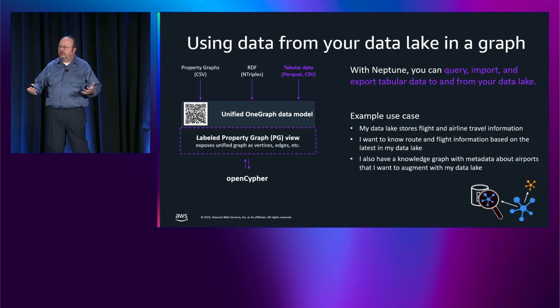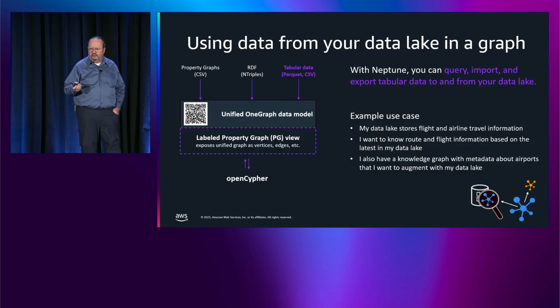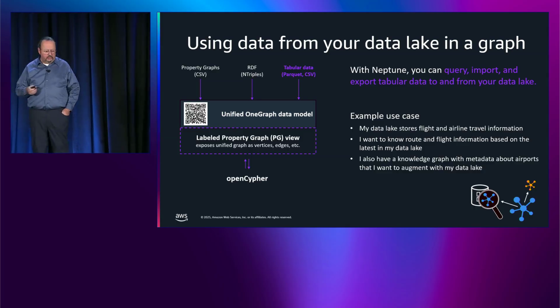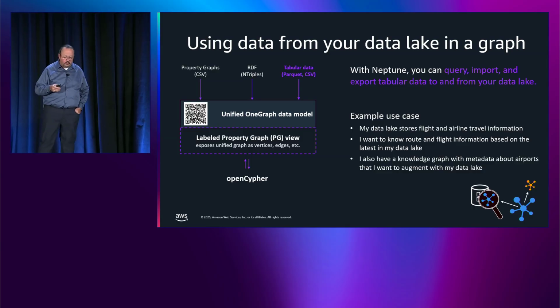But after you start the graph, you can also use tabular data that sits in your data lake using your favorite graph processing language, OpenCypher. So you can query the data sitting in your data lake with OpenCypher, and you can import and export to your data lake as well. What are the use cases to do those?